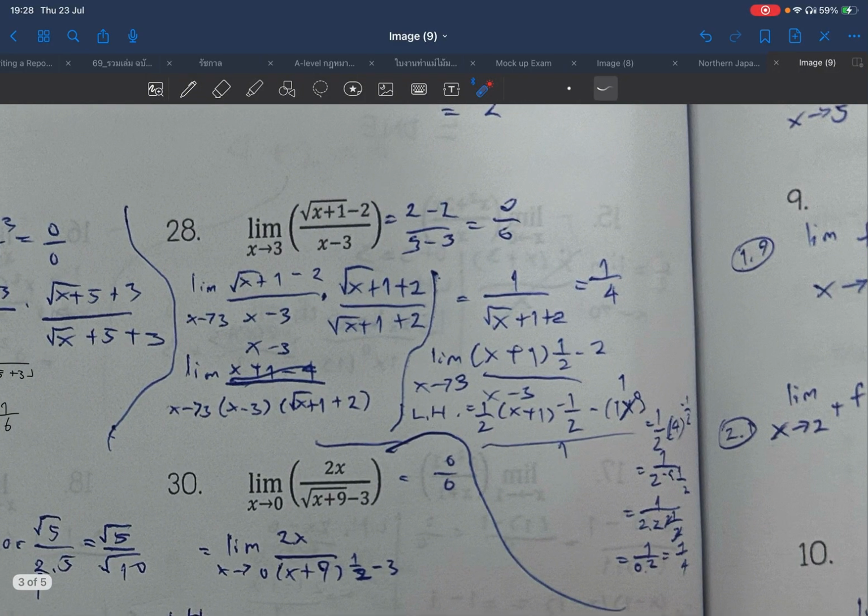Moving on to number 28. So the limit of x plus 1 minus 2 over x minus 3 as x approaches 3.